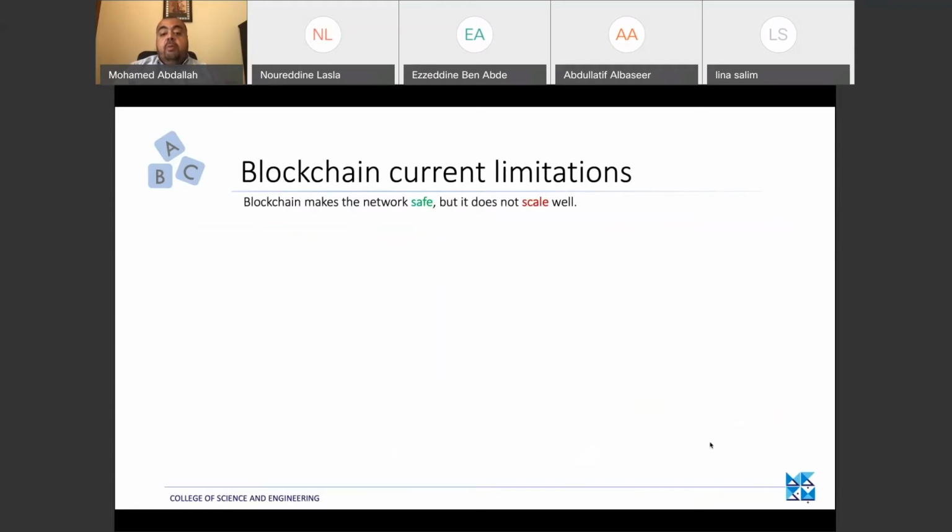So now the blockchain makes the network safe. It has very nice applications, but it does not scale well. What do I mean by scale well? For example, if you have a centralized system like the bank that we showed, and a huge number of transactions coming to the bank, then by adding more computing nodes within the centralized node, your performance can get higher in terms of processing the transactions.